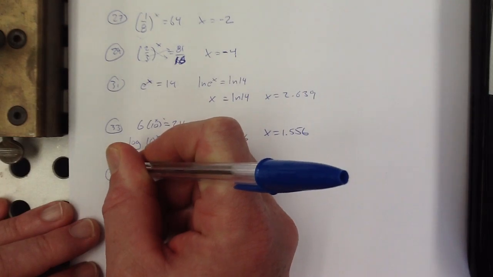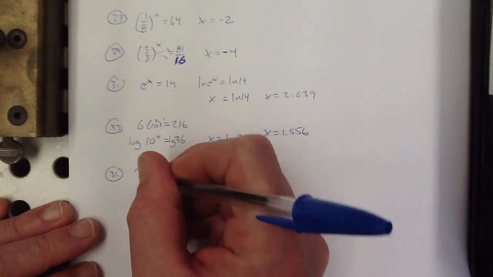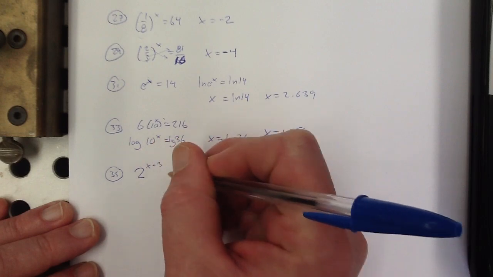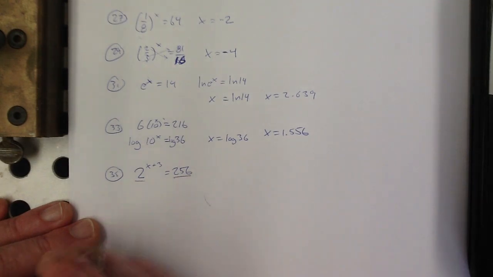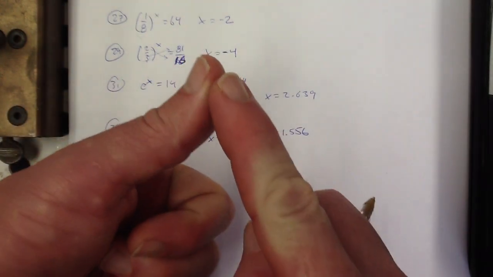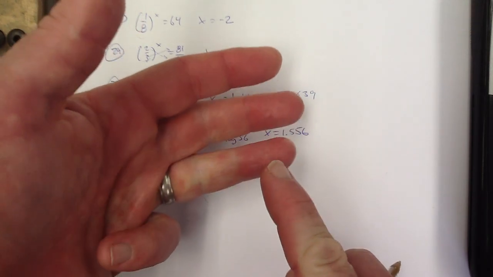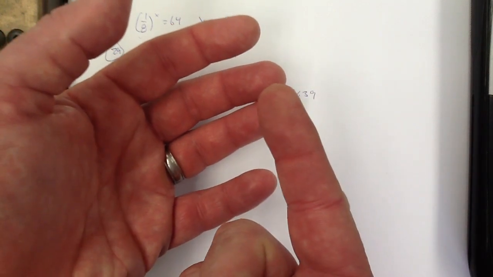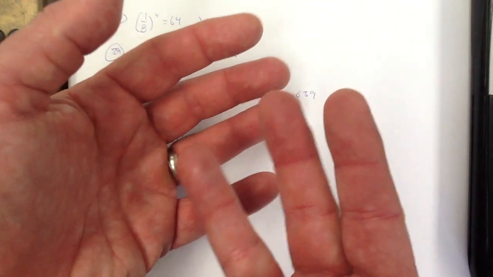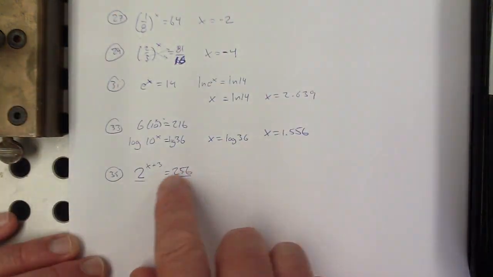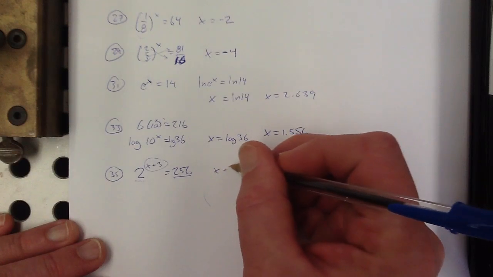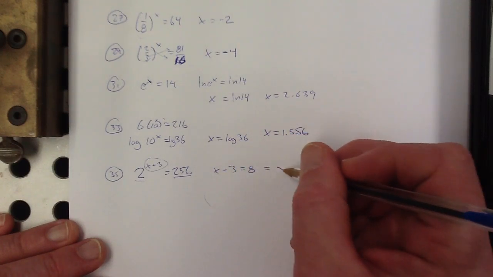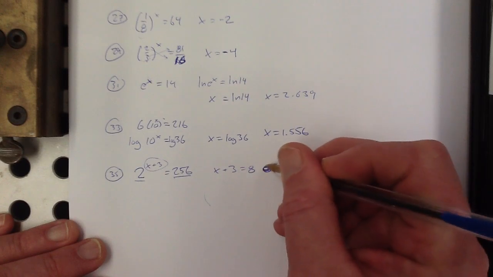All right. Number 35. This I can do without a calculator, because 256 is a power of 2. You could kind of count up 2, 4, 8, 16, 32, 64, 128, 256. So 256 is 2 to the 8th power. So this must be 8. So x must be 5.